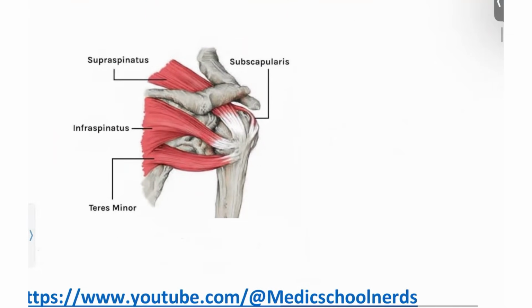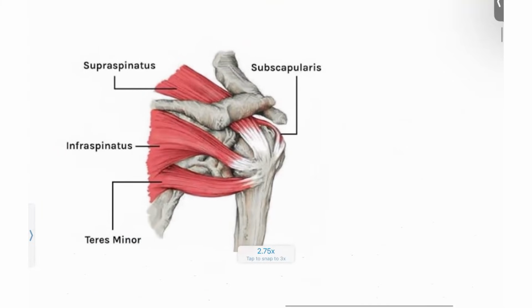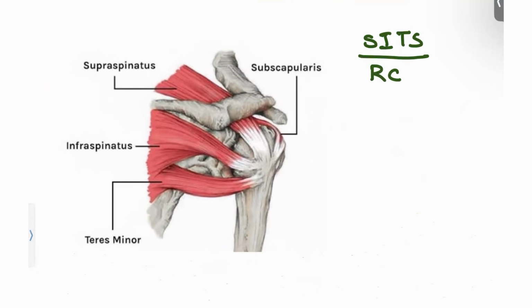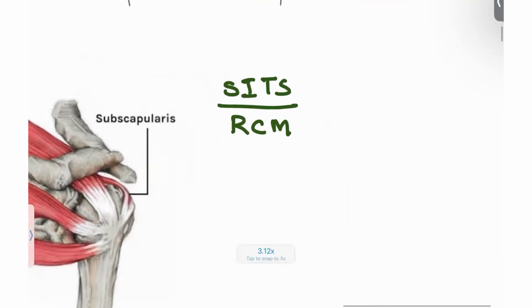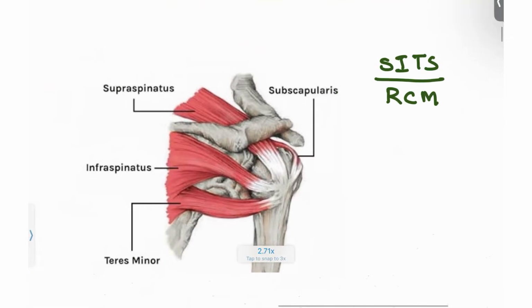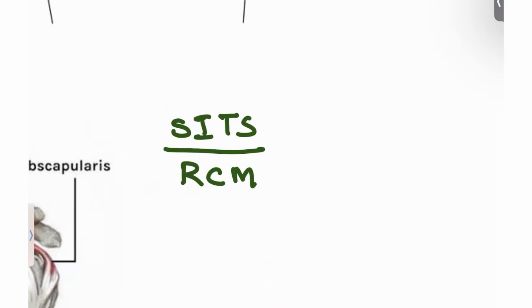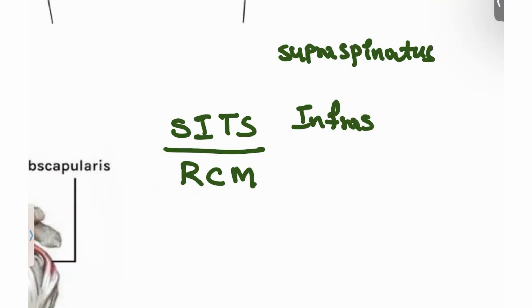Next, moving on to this structure. What is this structure, guys? Clearly you can see these are your 6 muscles. What is meant by the 6? Okay, these are your rotator cuff muscles. Rotator cuff muscles are actually only 4 muscles. What are those? First one is the supraspinatus, right? Supraspinatus and infraspinatus, teres minor and subscapularis.